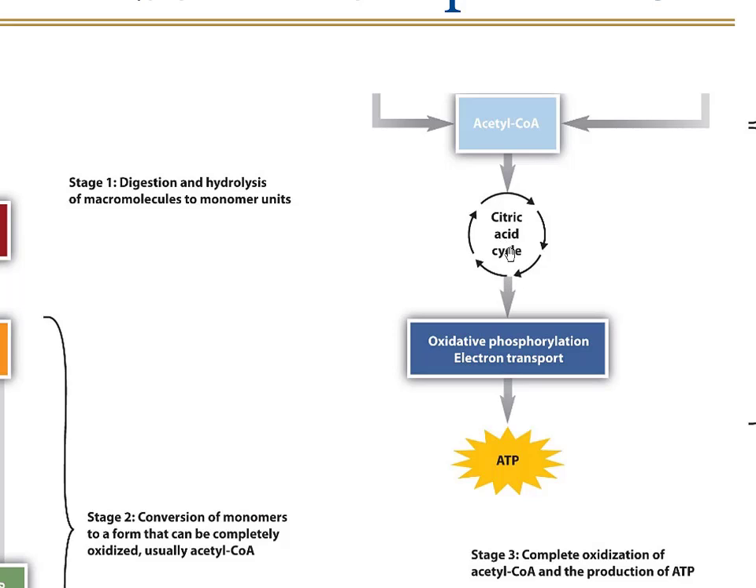And as we're doing that, we're making lots of NADH. That NADH reacts with oxygen in a process called oxidative phosphorylation and electron transport. And that is the process that makes most of the ATP. Actually, both of these things happen in the mitochondria, citric acid cycle and the electron transport.